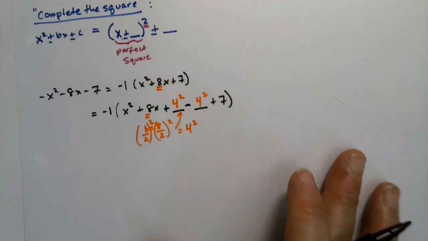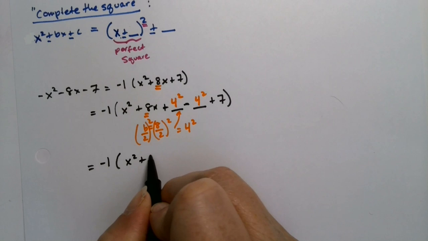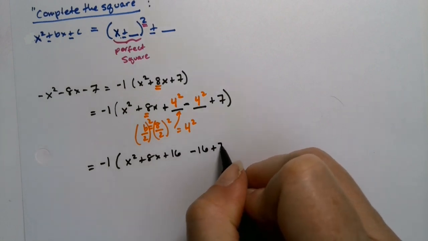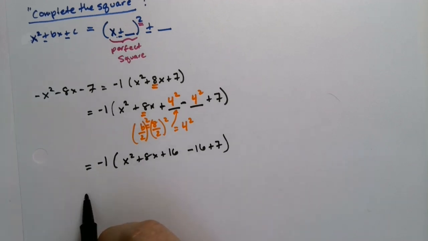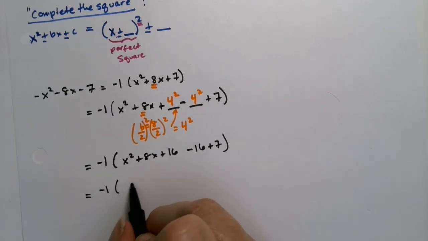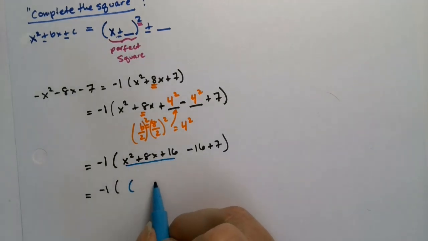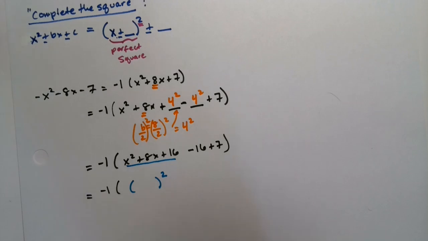Now, why in the world did I do that? Well, let me rewrite it. So this is x squared plus 8x plus 16 minus 16 plus 7. I'm grouping it like this on purpose because this is -1 times. And then this part right here, I'm going to turn into something squared. And then these two numbers in the back, I'm going to put these together.